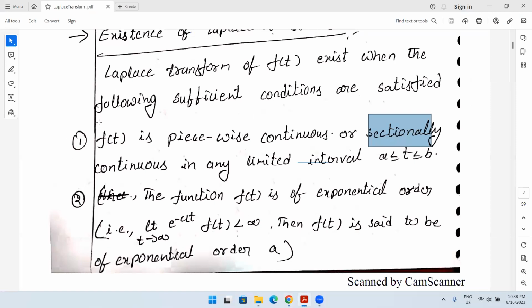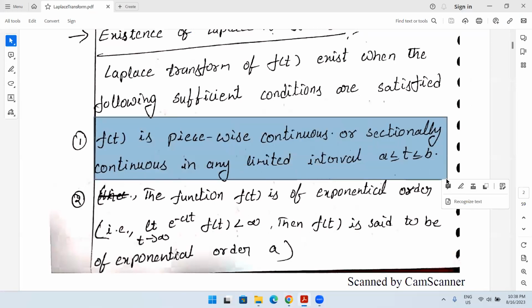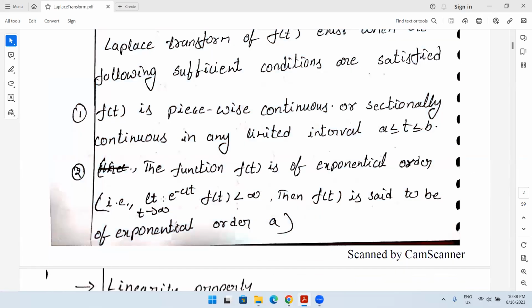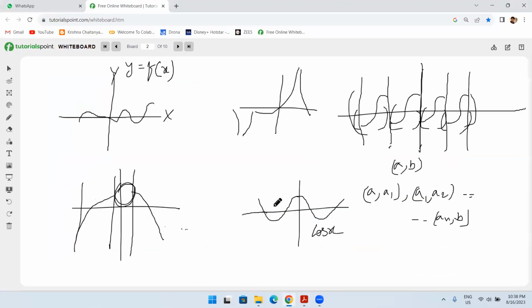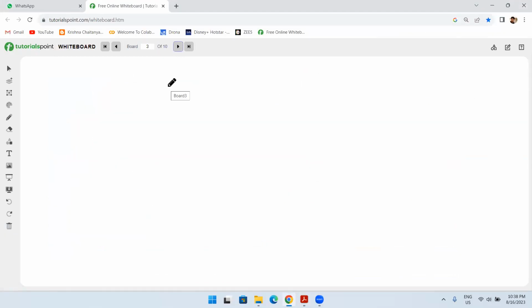So the Laplace transform can be found only for piecewise continuous functions that are also of exponential order. The definition is there: exponential order is the second condition. What is exponential order? Limit as t tends to infinity of e power minus a t times f of t is finite, that is, it exists. If the limit exists, we say that it is of exponential order a.